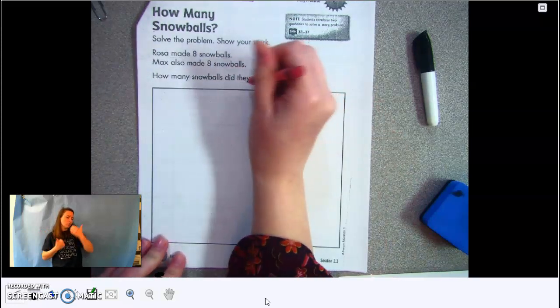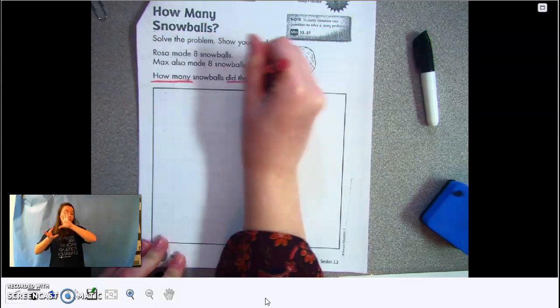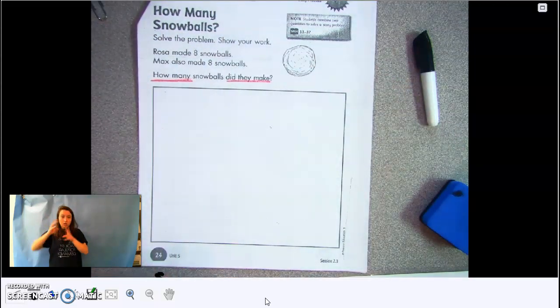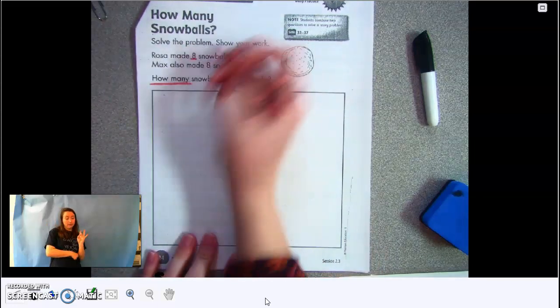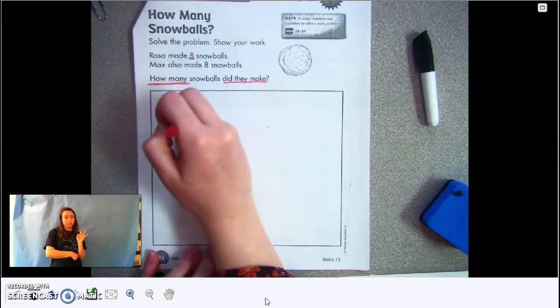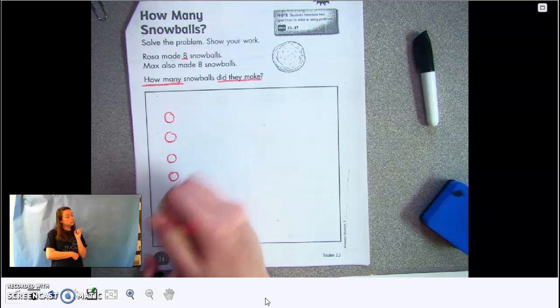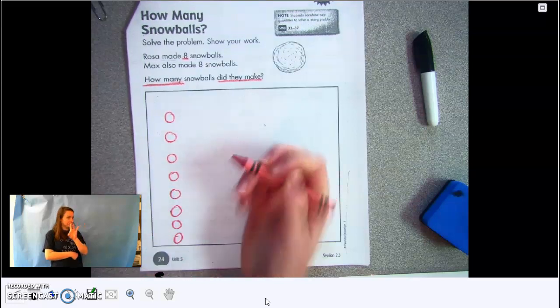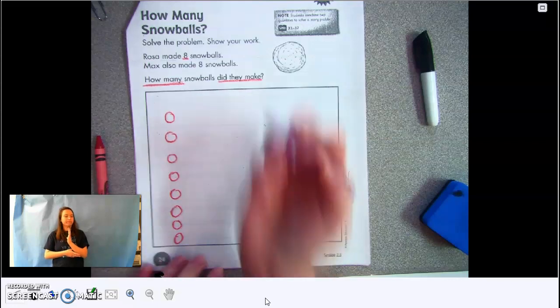We know that when it wants us to know how many did they make, it gives us a clue that we're going to be adding. So we know Rosa made 8. So I'm going to draw 8 circles. I'm going to go down. 1, 2, 3, 4, 5, 6, 7, 8. And if you want to do one color for Rosa and one color for Max, that's okay.